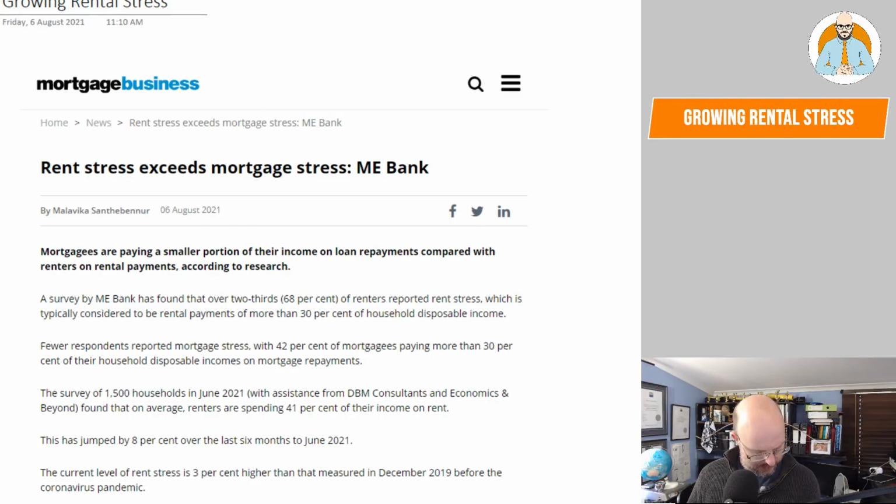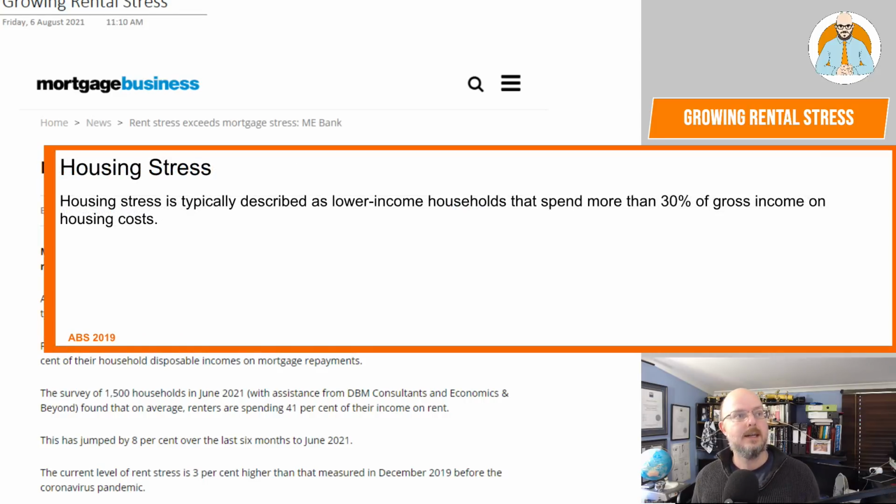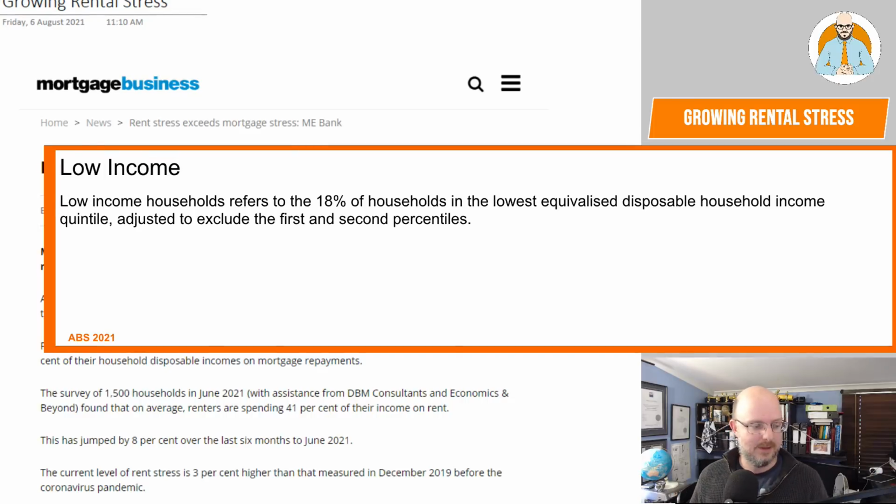The first one that I want to bring up is to do with housing stress. Housing stress is described as low-income households spending more than 30% of their gross income on housing costs. That incorporates both rental stress and mortgage stress. It just depends on your unique situation. But what we need to emphasize is that it's 30% of your gross income for low-income households. Now, what is the definition of low income?